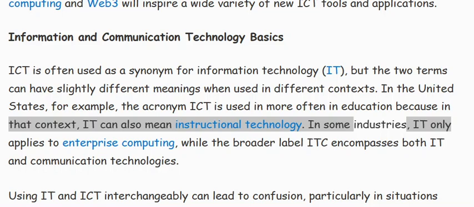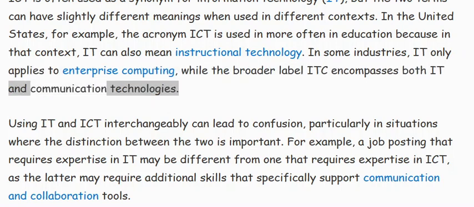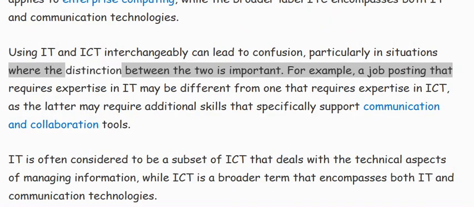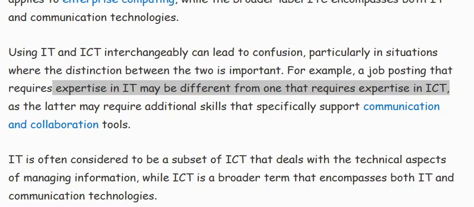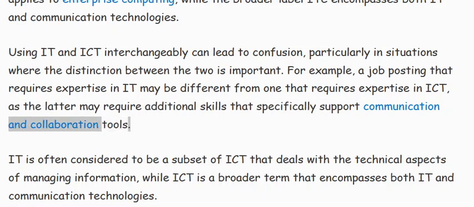In some industries, IT only applies to enterprise computing, while the broader label ICT encompasses both IT and communication technologies. Using IT and ICT interchangeably can lead to confusion, particularly in situations where the distinction between the two is important. For example, a job posting that requires expertise in IT may be different from one that requires expertise in ICT, as the latter may require additional skills that specifically support communication and collaboration tools.